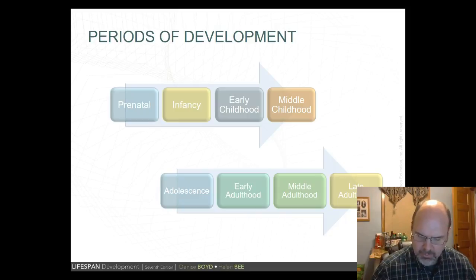Adolescence starts with the biological marker of the onset of puberty until what the state considers adult. Middle adulthood usually starts around 40 years of age, which is kind of arbitrary. Late adulthood is more like around 60 years of age, which also is an arbitrary marker.